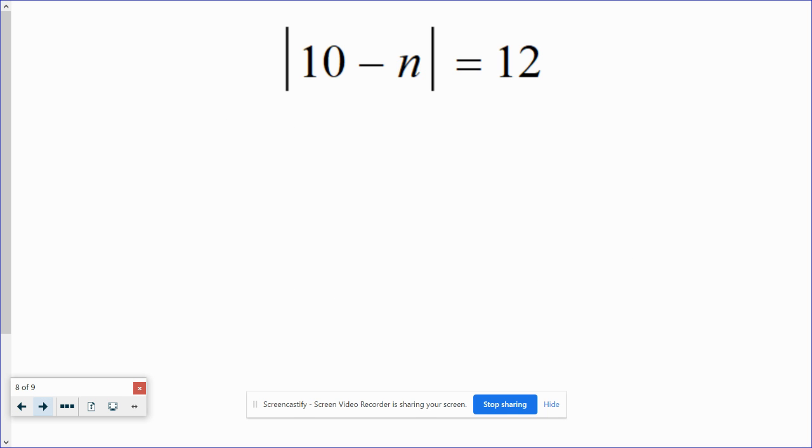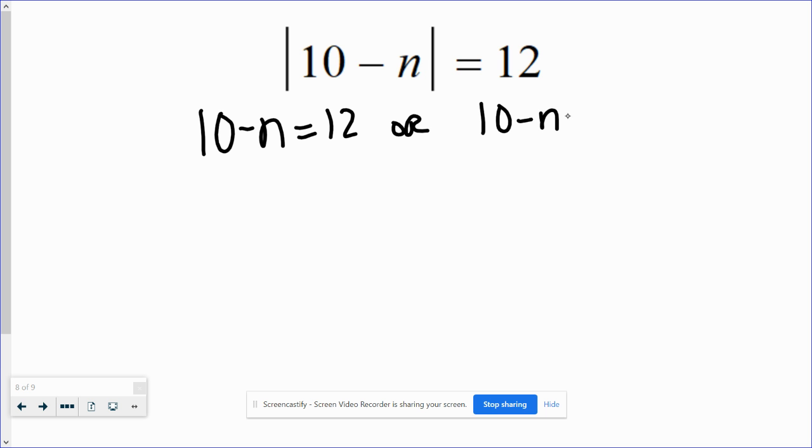And for our last problem, this really just looks like a one-step problem. It's a little bit more tricky though, because the subtraction has the n after that. So we'll start by writing our two equations. 10 minus n equals 12, or 10 minus n equals negative 12. That minus n part, again, that's the part that I have a little bit of a problem with.